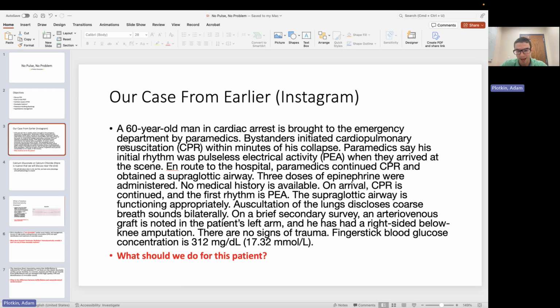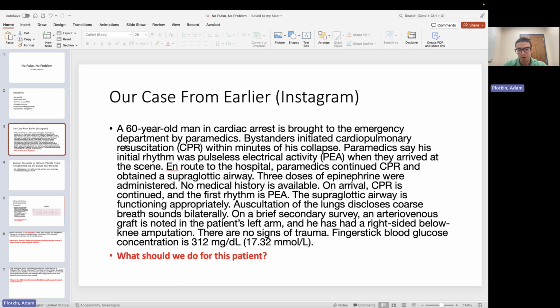We have a 60-year-old man in cardiac arrest brought to the emergency department by paramedics. Bystanders initiated CPR within minutes of his collapse. Paramedics say his initial rhythm was pulseless electrical activity when they arrived at the scene. En route to the hospital, paramedics continued CPR and obtained a supraglottic airway. 3 doses of epinephrine were administered. No medical history is available.